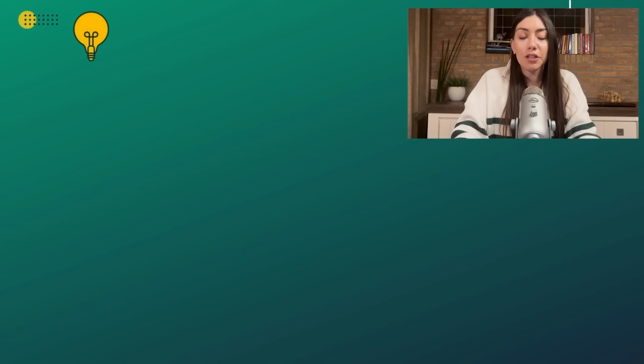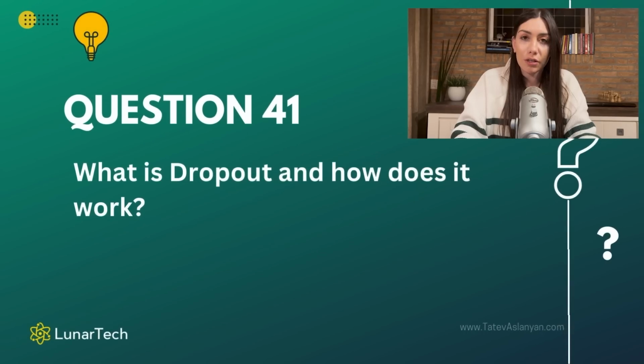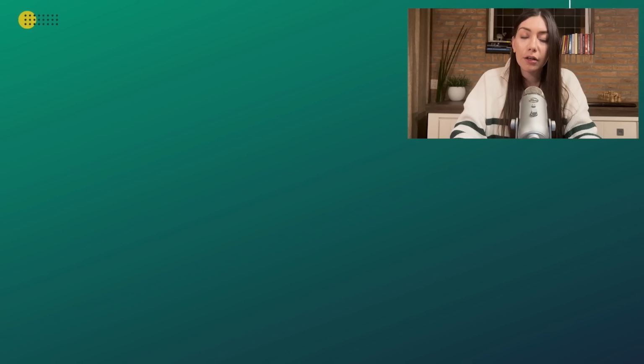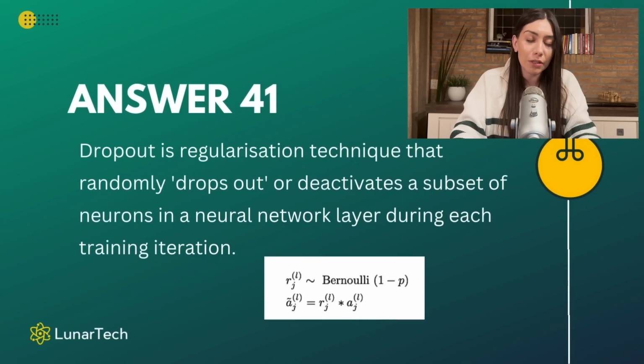The next question is, what is dropout and how does it work? Dropout is a regularization technique commonly used in deep learning specifically in order to solve the problem of overfitting. We just saw in the previous interview question that overfitting can cause a lot of problems when training neural networks. And we want to have, ideally, a model that generalizes well on unseen data.